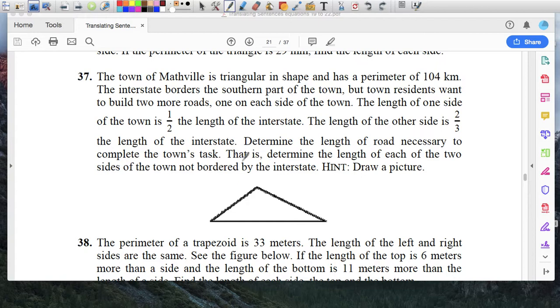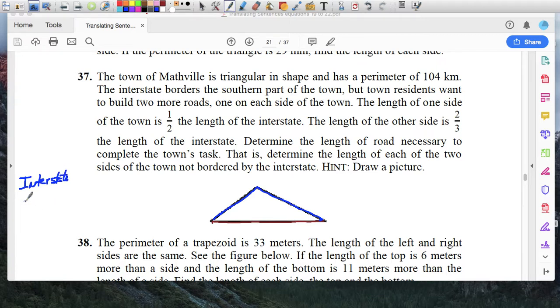So road 1, the length of one side of the town, is half the length of the interstate. So whatever the interstate is, road 1 is going to be half of that. And road 2, the length of the other side right here, is 2/3 of the length of the interstate. So it's going to be 2/3 of x, or times x. So if I were to label this, this is x over 2, and this is 2/3 x. So those are my 3 roads. This is the interstate, this side is half of whatever x is, and this side is 2/3 of x. Not quite the same, but a little bit closer.